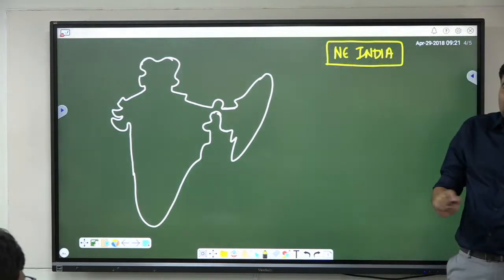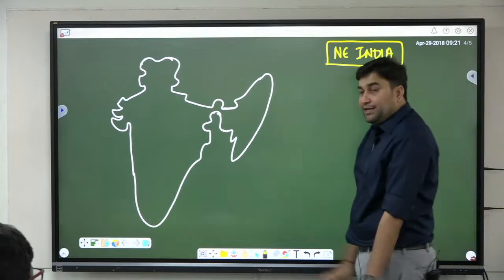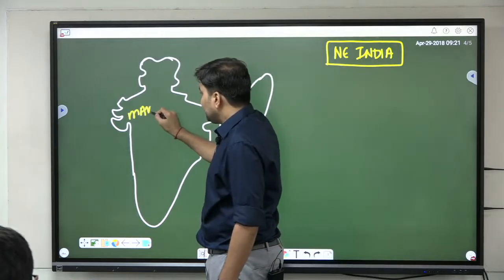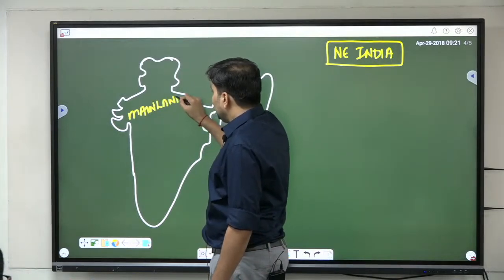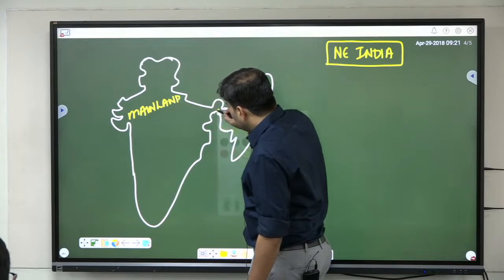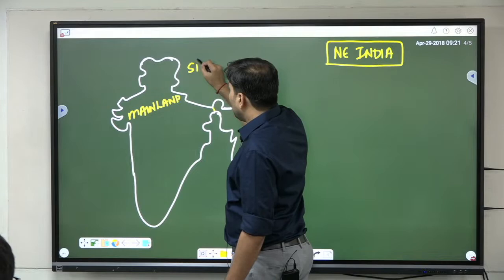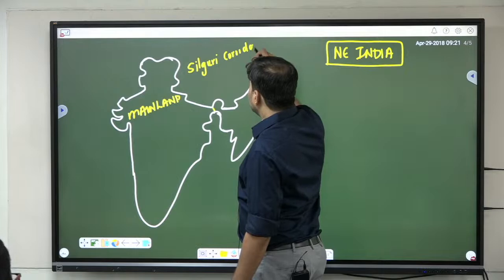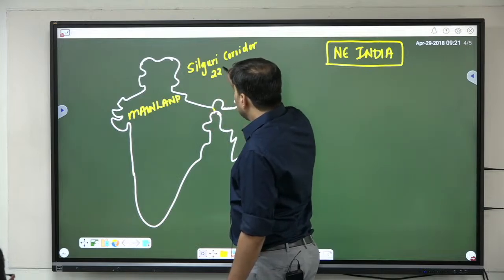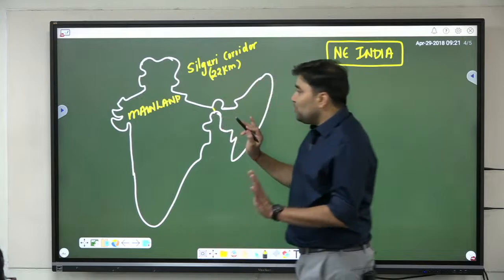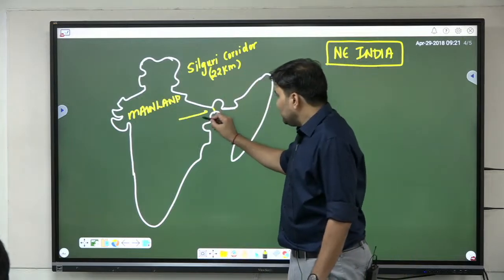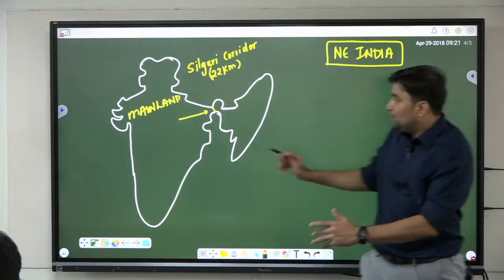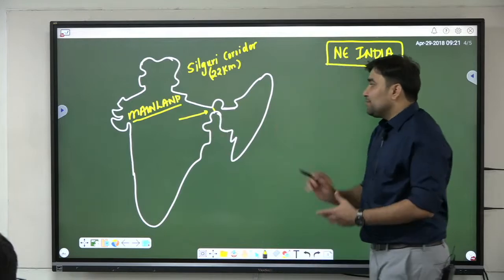Since ancient times till today, Northeast India is connected to mainland India. This is the mainland, correct? Mainland India is connected by a very narrow corridor, which we call the Siliguri corridor, also called the chicken neck. It is about 22 kilometers. So this is the only pathway through which we can enter Northeast India. And because of this, there is a lack of direct connect between mainland India and Northeast India.